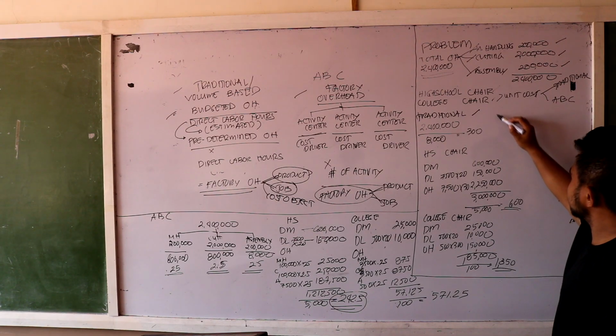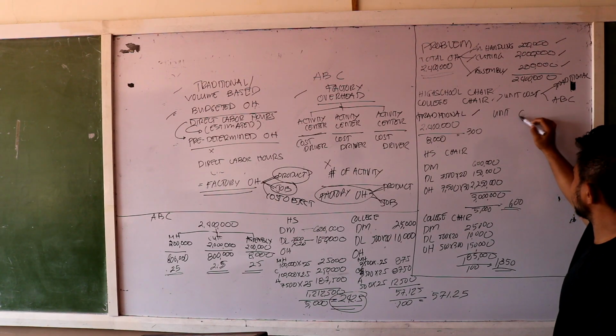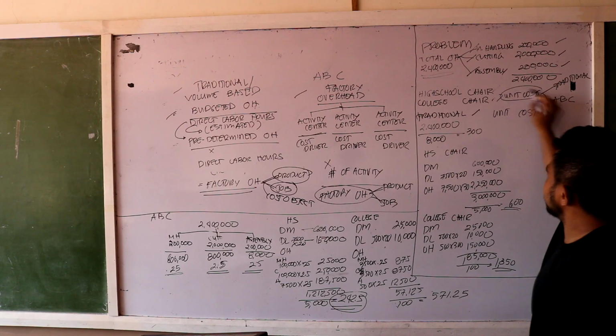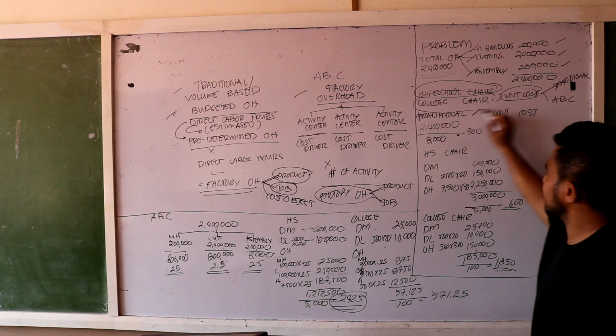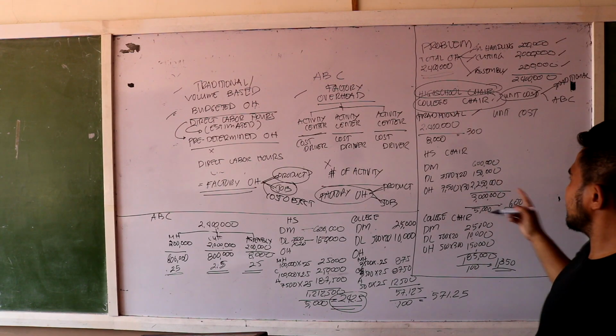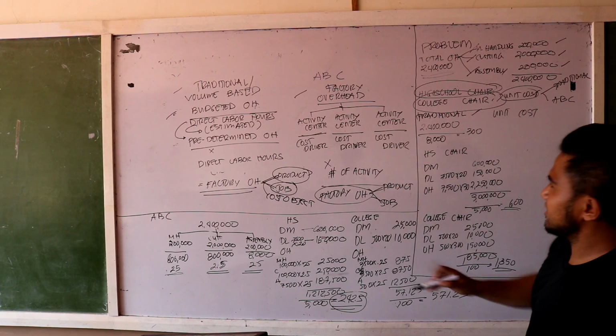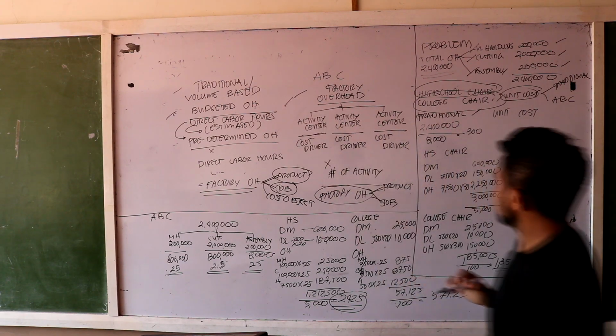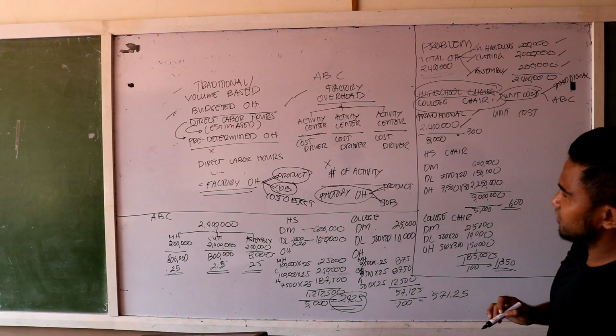So the problem is asking for our unit cost of our high school chair and our college chair. So let's go traditional costing. Sabi ko nga kanina, magkano ang budgeted overhead? So we have your 2.4.